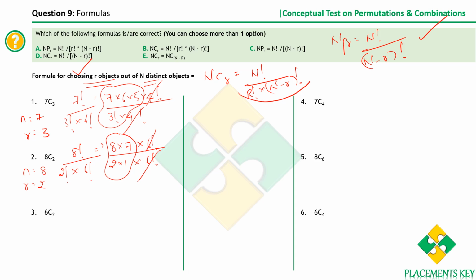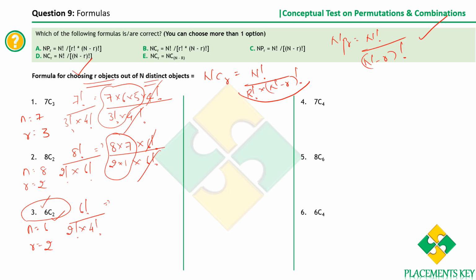Now 6C2, n is equal to 6 and r is equal to 2. Just as a revision, what does 6C2 represent? It represents the number of ways of choosing 2 objects out of 6 distinct objects. The formula is n factorial divided by r factorial, that is 2 factorial, into (n minus r), that is 6 minus 2, that is 4 factorial.